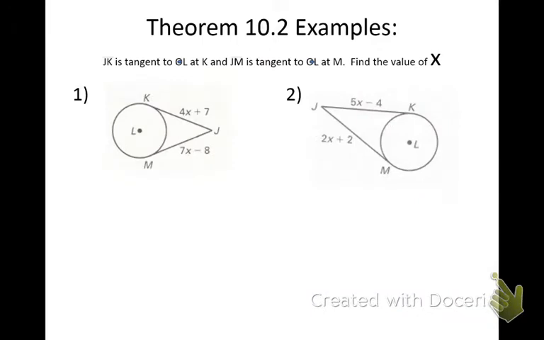Theorem 10.2 example. JK is tangent to circle L at K. JM is tangent to circle L at M. Find the values of x. How would I find the values of x? Which principle am I using here? How are we going to find x? Yes, we know that the tangents from a point are the same distance. This line is congruent to that line. So it's a matter of setting them equal to each other.